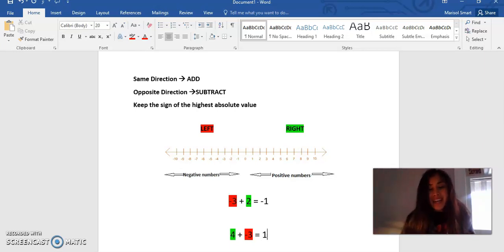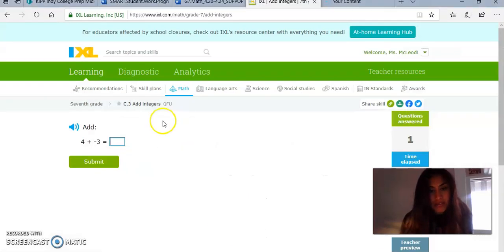Now, I need to give it a sign. I'm going to look at the absolute value of 4, which is 4, and the absolute value of -3, which is 3. In this case, 4 has the highest absolute value, and it's positive. We're just going to leave it like that, or you can put a plus, but we'll leave it like that. Another way, like I said earlier, you can ask yourself, which do we have more of? Do we have more positives or more negatives? In this case, we have more positives, so my answer stays positive.